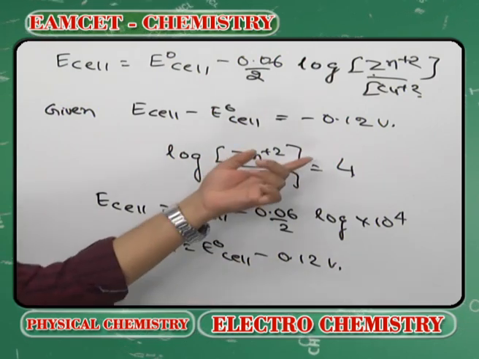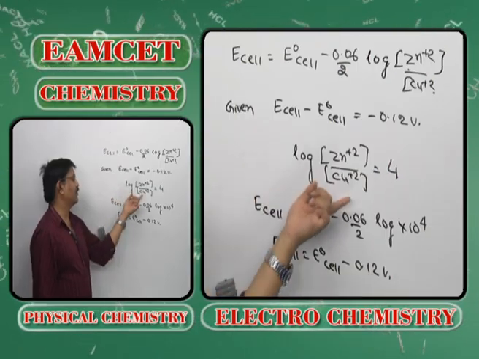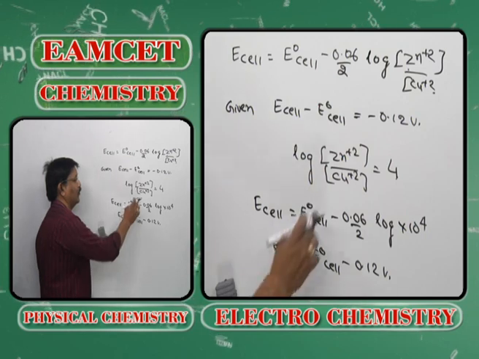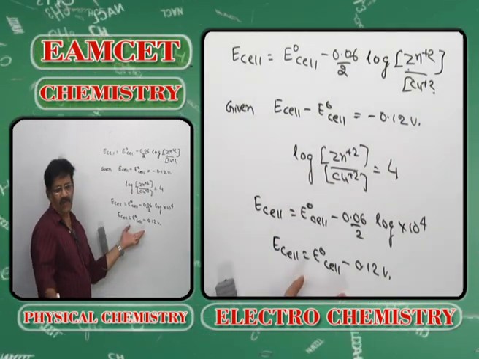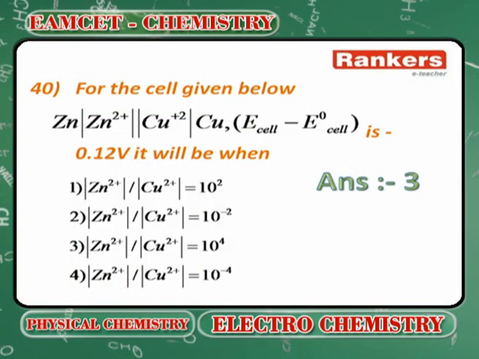Only if this value is equal to 4, can we get this value. That can happen only if option 3 occurs.